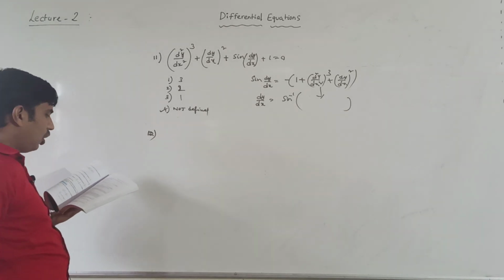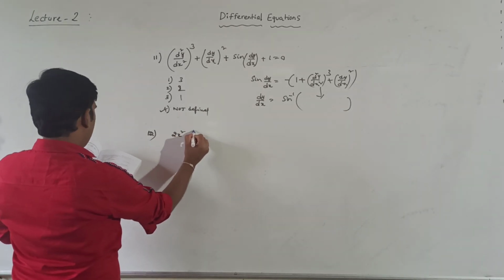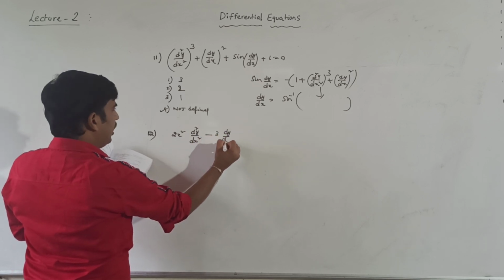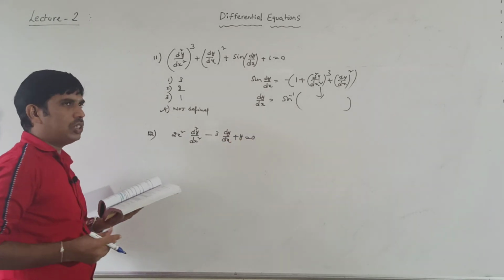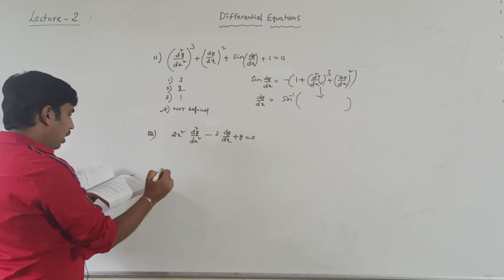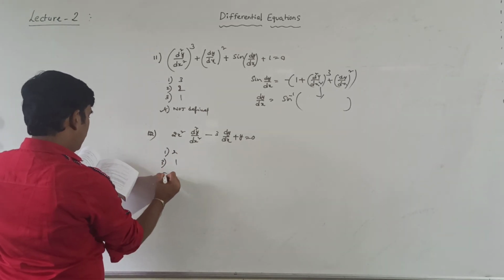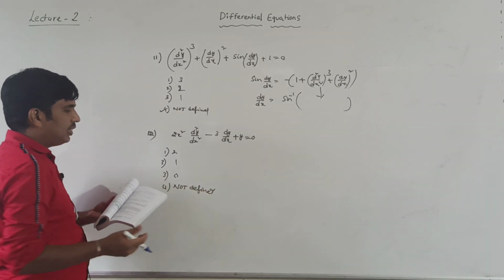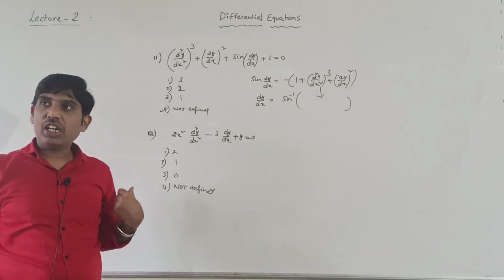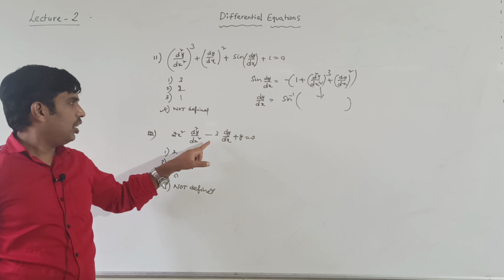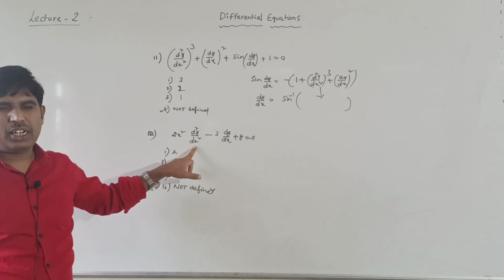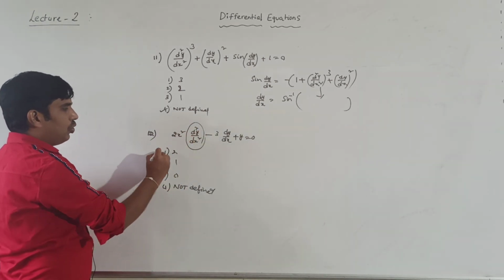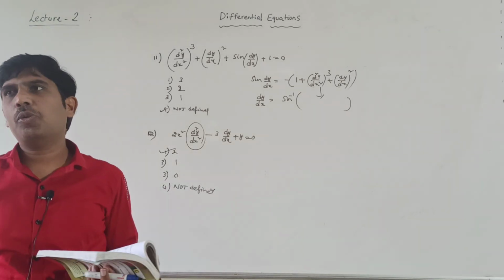Next, in this exercise, the last problem: the order of the differential equation 2x square d square y by dx square minus 3 dy by dx plus y is equals to 0. For this one, we have to find the order. Options: 2, 1, 0, not defined. The last option is anyway wrong, because order is defined for all differential equations. This is the first order, this is the second order derivative. Hence, what is the highest order derivative? This is the highest order derivative. Therefore, the order of this differential equation is how much? 2.